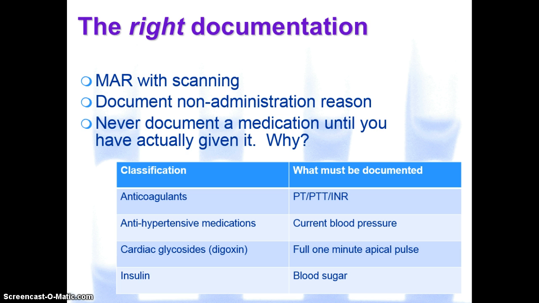Your cardiac glycosides, they slow and strengthen the heart. It will ask you for your apical pulse for a full minute. What's the number? And if it's less than 60, we know we need to hold that. Insulin, obviously, it wants you to prompt with a blood sugar, because you would not want to give any insulin if you had a low blood sugar, because it's going to make your patient even more hypoglycemic.